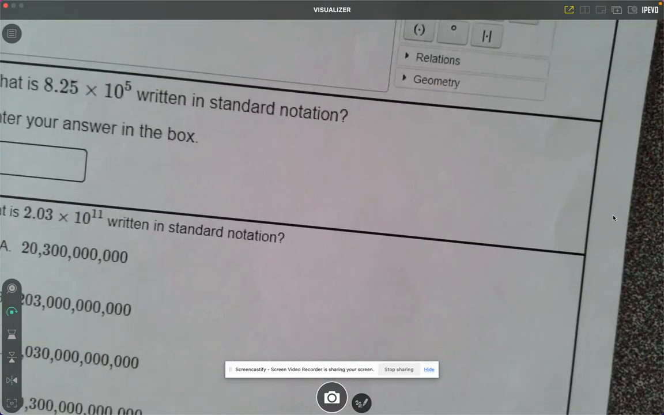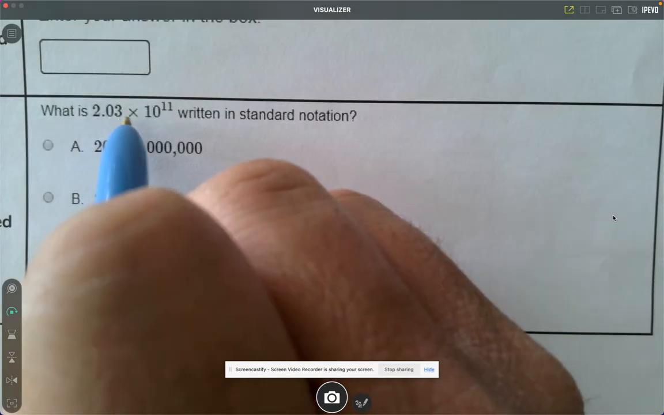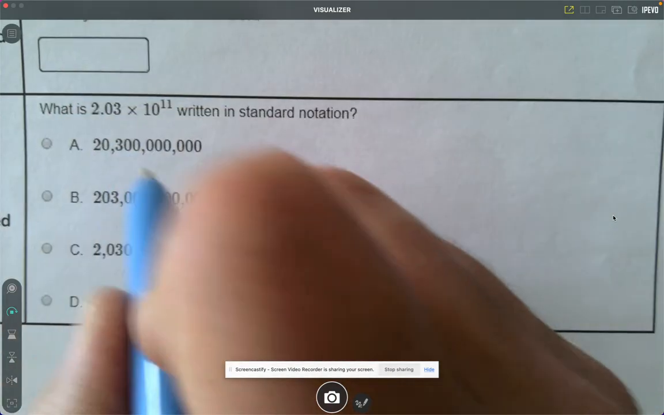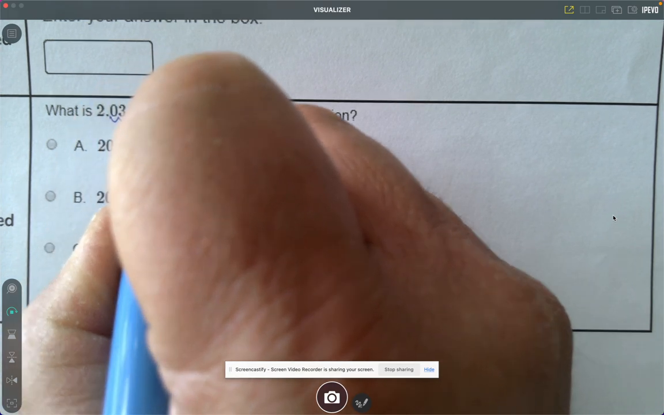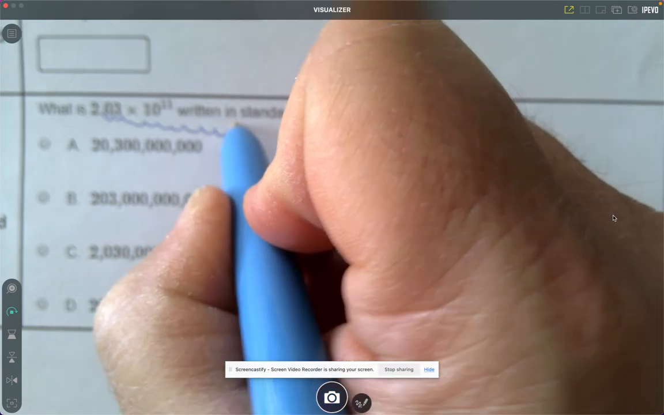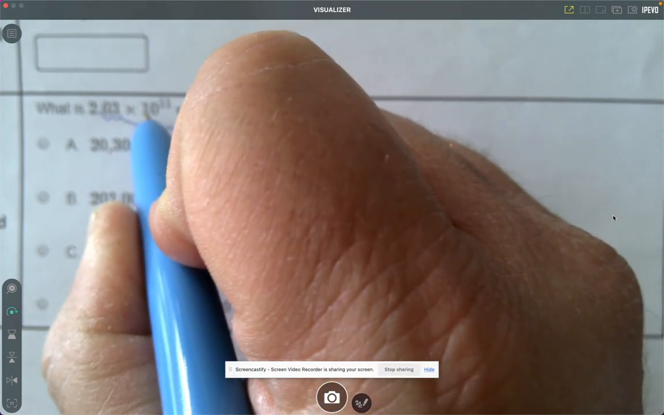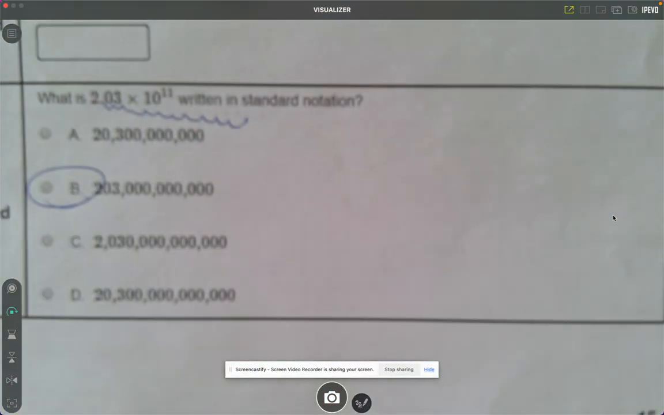And math by mistake, that tells you how many places to move it to the right. So when you move it to the right, 11 places, okay? 1, 2, 3, 4, 5, 6, 7, 8, 9, 10, 11. How many zeros was that? 1, 2, 3, 4, 5, 6, 7, 8, 9 zeros. Correct answer there is B.